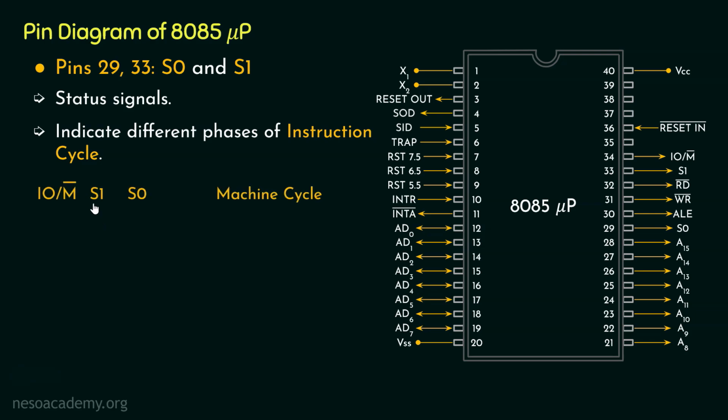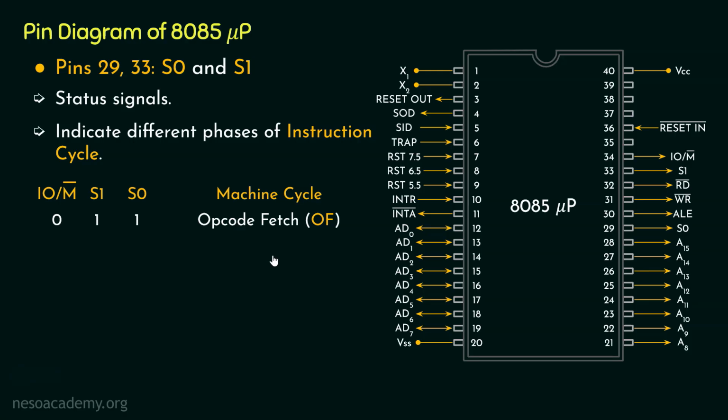So, the lines S1 and S0 will also be combined with the IO/M bar pin, that is pin number 34, in order to determine the machine cycle. Let me show you the different machine cycles based on these three pins. Now, if IO/M bar is 0 and at the same time both S1 and S0 are 1, this will mean the machine cycle opcode fetch or OF.